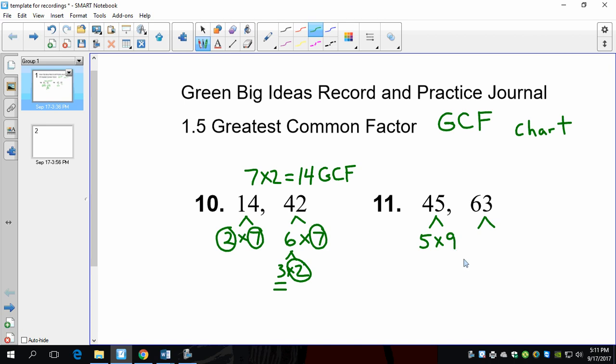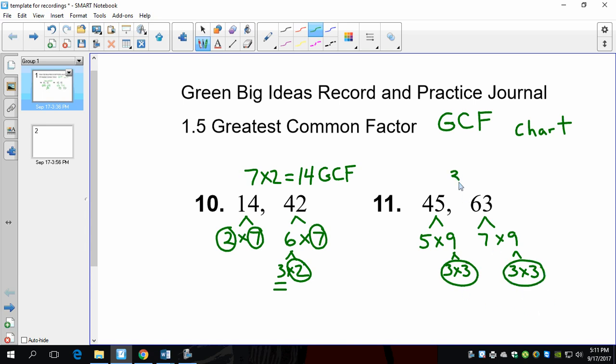45 is 5 times 9. 5 is prime. 9 needs to be broken down into 3 times 3. And 63, let's go 7 times 9. And 9 needs again to be broken down into 3 times 3. The two numbers that they both share or have in common are 3 times 3. So we got a 3 and a 3 over there and a 3 and a 3 over there.